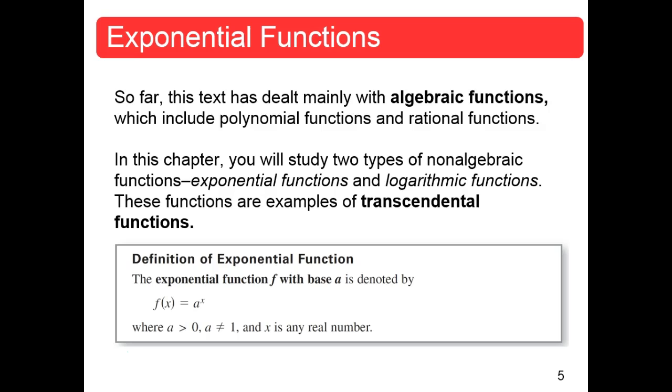Because if this was 1 to the x, that's always 1. It doesn't really matter what you're doing to it, it's always 1. So we don't do 1. But we don't do negatives either, because some exponents you can't take with negative numbers. That would get you into complex numbers, so we're not going there. So we keep a positive and x any real number, and a, of course, not 1. Okay, so that's what we mean by an exponential function.